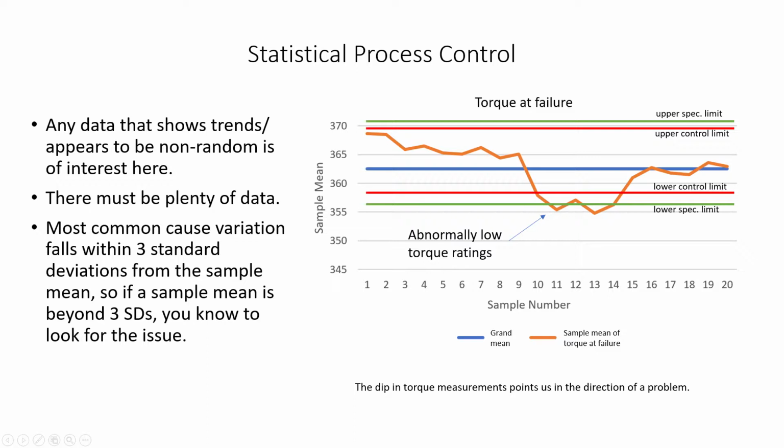There should be plenty of data though. Like with all statistical methods, lower sample sizes result in less accurate results. Ideally, no less data than the amount I have here. In this torque at failure chart, there's an obvious dip in the torque ratings starting around sample number 10. This is a serious indication that something went wrong in the manufacturing process. This is also an example of how SPC simplifies the process of locating errors.